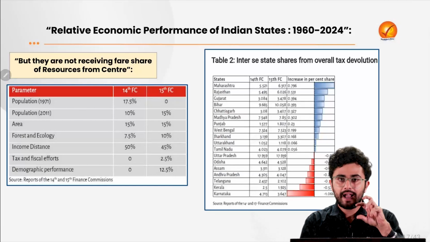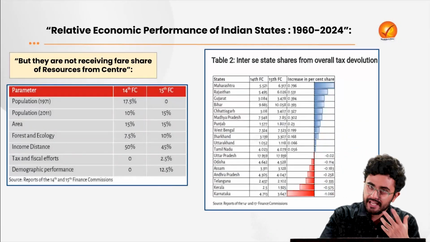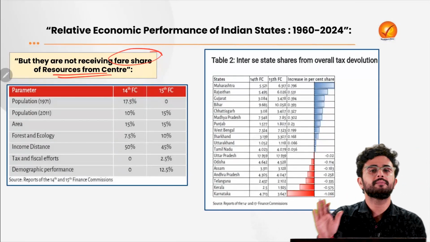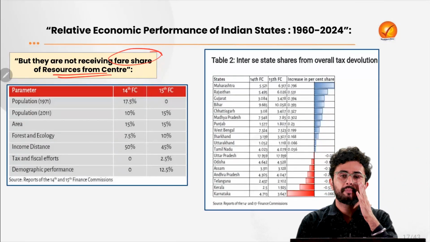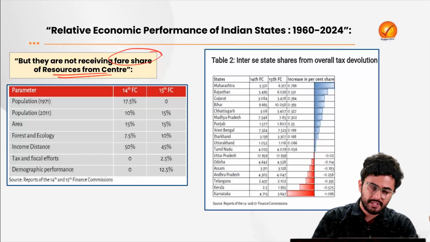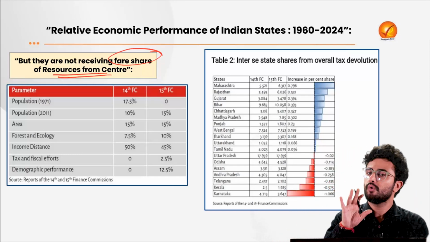But these states are raising an issue, and that is that they are not receiving a fair share of resources from the center. So what used to happen till the 14th Finance Commission, when it comes to the devolution of taxes between the center and the state, is that it used to follow a method.